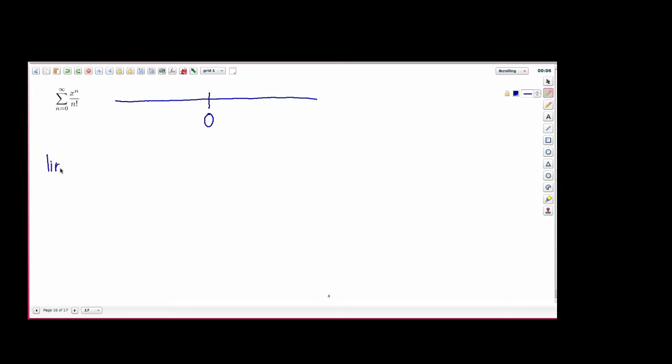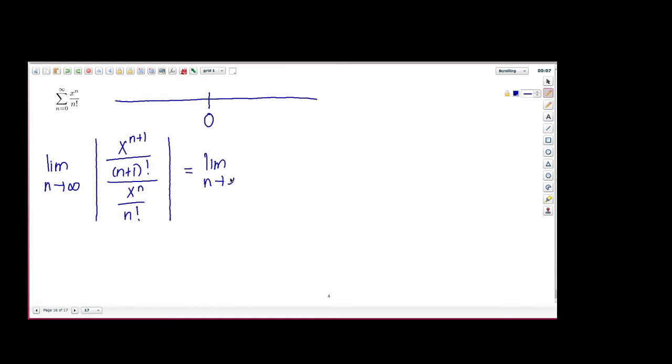Next, we're going to start with the ratio test, so we get the limit as n goes to infinity of the absolute value of a_{n+1}, so x to the n plus 1 over n plus 1 factorial, over x to the n over n factorial. So this gives us the limit as n goes to infinity, and the fraction on the bottom flips. So we get x to the n plus 1 times n factorial over x to the n times n plus 1 factorial.